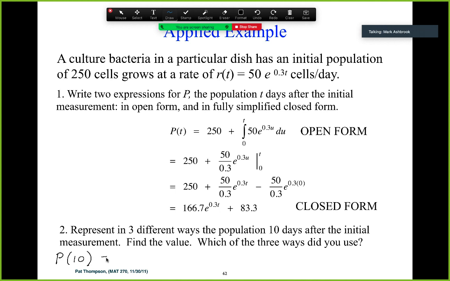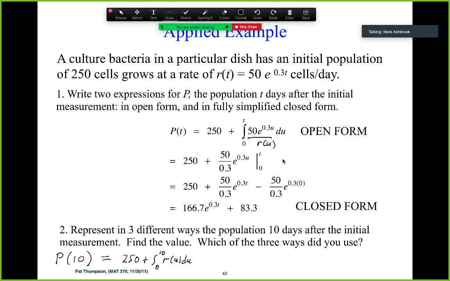Good. What's another way to represent the population 10 days after the initial measurement? 250 plus the integral from 0 to 10 of 50e^(0.3u) du. Good. So can I just write r(u) du? So that r is this one.